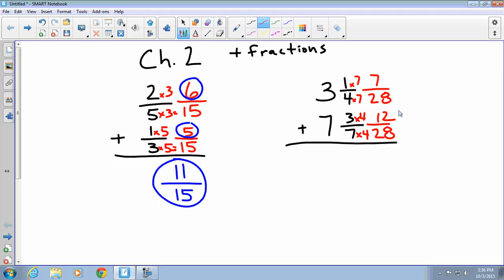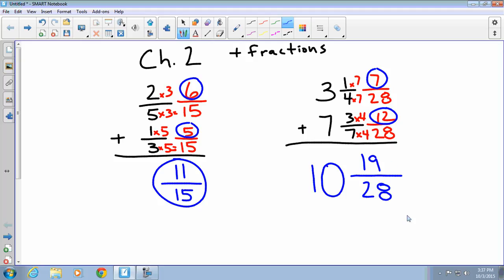Check my sign. My sign is adding. Just taking a look at my 7 and my 12, I'm adding them together. 7 plus 12 gives me 19. 19 is written on top, 28 is on the bottom. And then I have to go back and add 7 plus 3. 7 plus 3 is 10. So my answer for the second problem would be 10 and 19 over 28. And that would be adding mixed numbers and adding fractions.